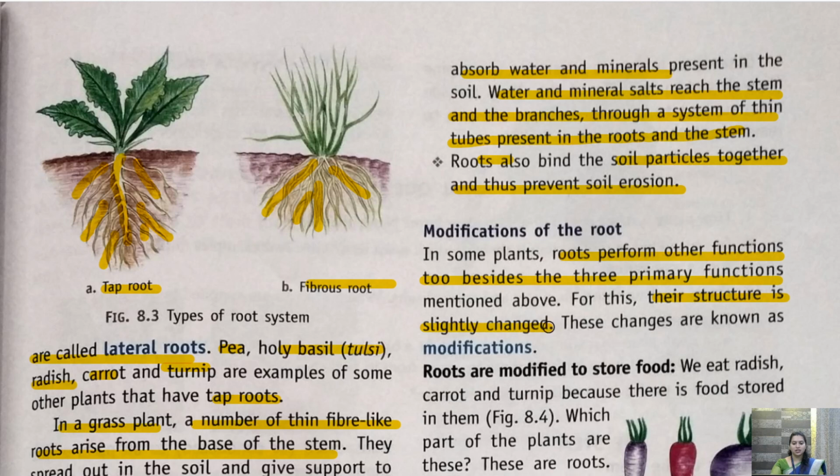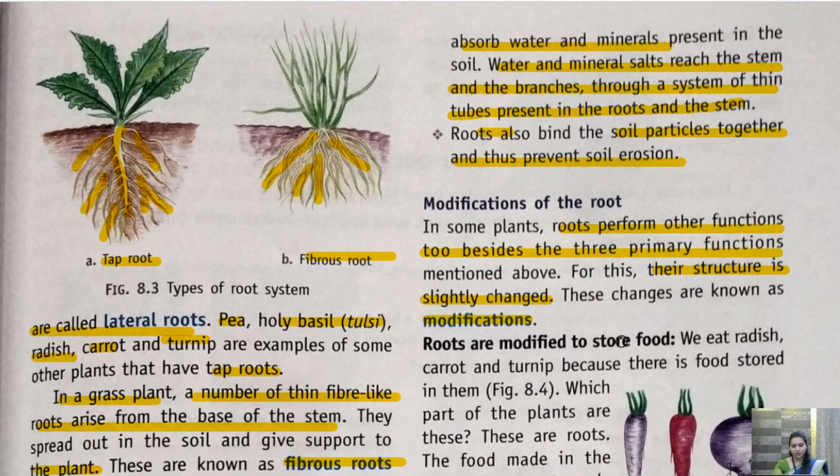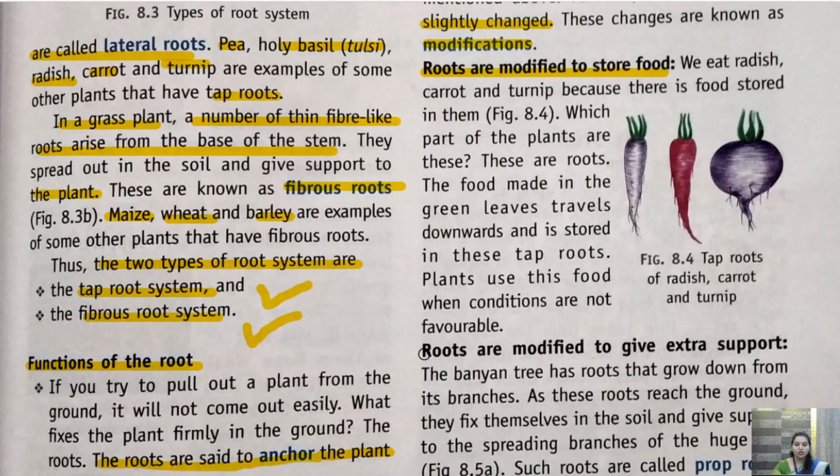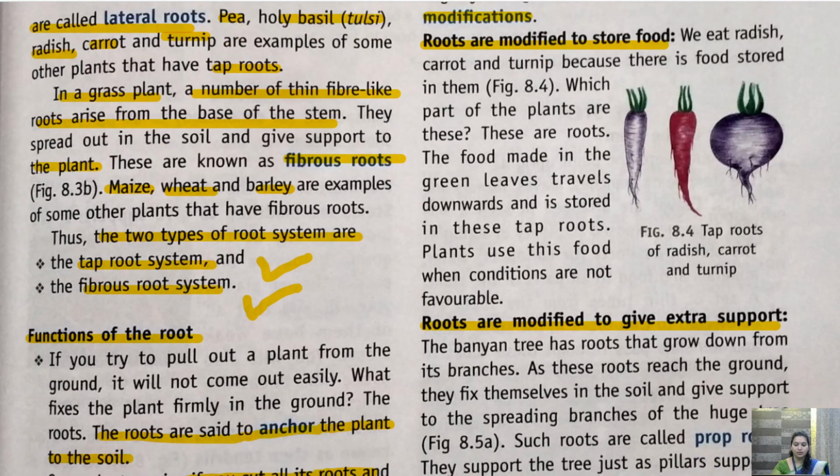तो जब ये structure change हो जाता है, this is known as modification. इसको हम क्या बोलते हैं कि वो modify हो गया, वो change हो गया, ठीक है? This is called modification. Okay, so how can they be modified? क्या क्या changes होते हैं? तो first, roots are modified to store food, and second, roots are modified to give extra support. Okay, so let's see how.